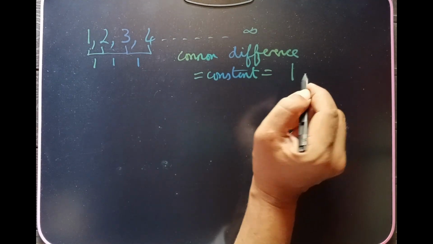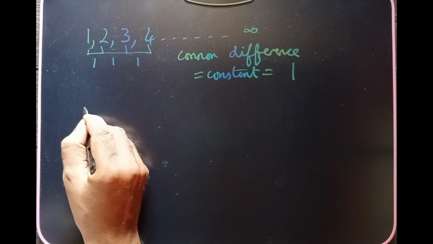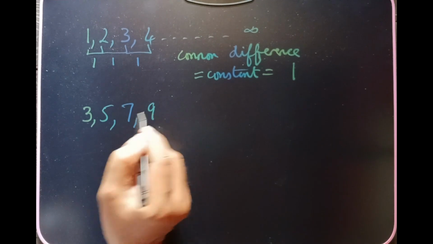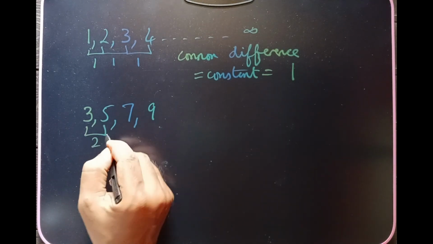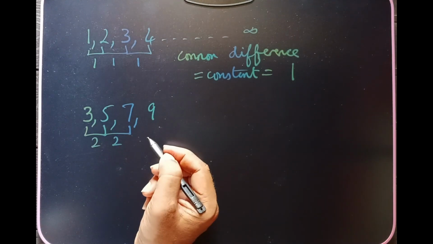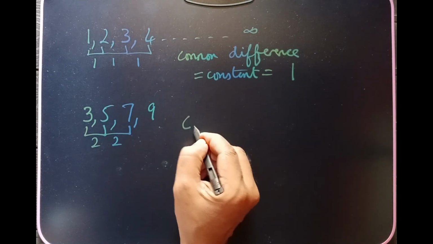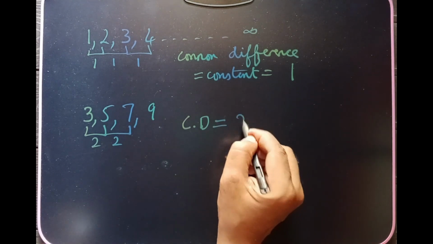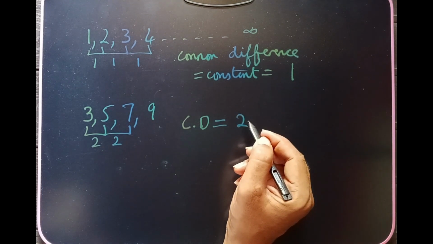You may have any other sequence. For example, 3, then 5, then 7, then 9. Here the difference is 2. Between 5 and 7, the difference is 2. So here the common difference, CD, not CID, is 2.